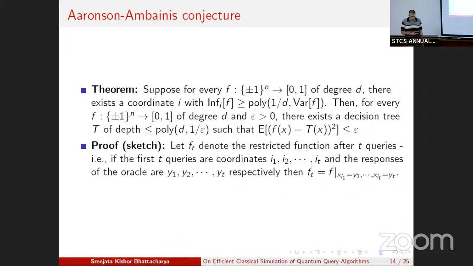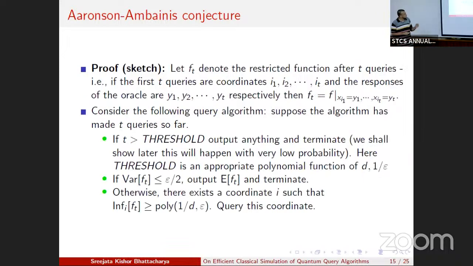So now here is our strategy. First, suppose we have already made too many queries. That is, if t is greater than a threshold, where the threshold will be an appropriate polynomial function of the degree and 1 by epsilon that we shall choose later, and we have already exceeded this many queries, just output anything and terminate. The point is, this will have very low probability. Now suppose we haven't exceeded this threshold, so we haven't made too many queries yet.